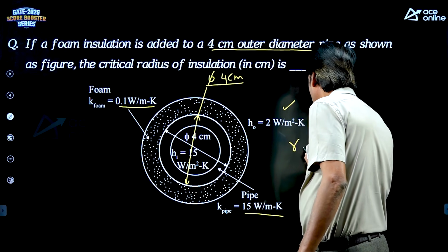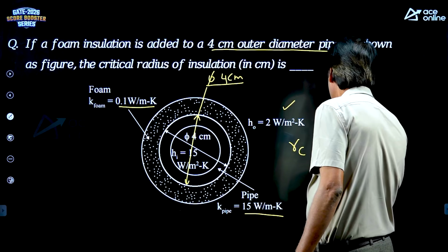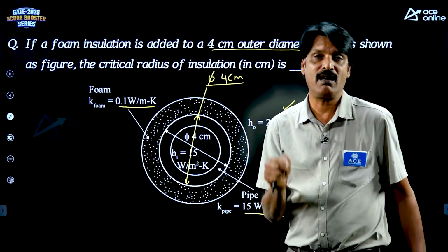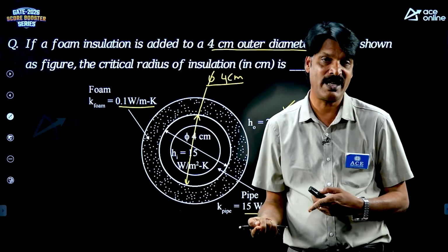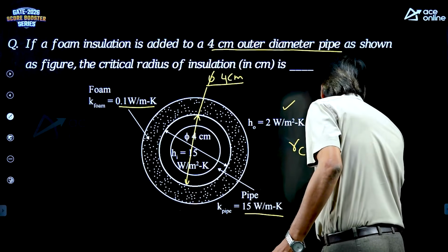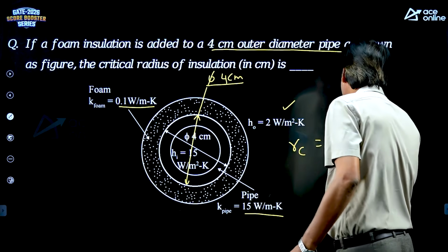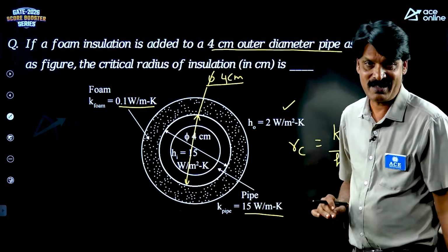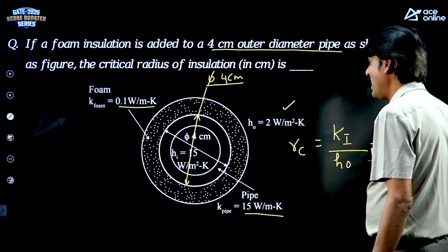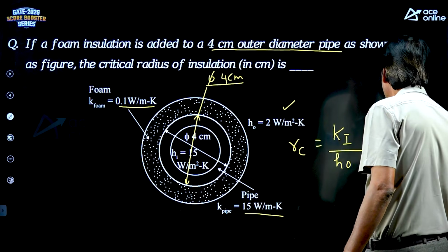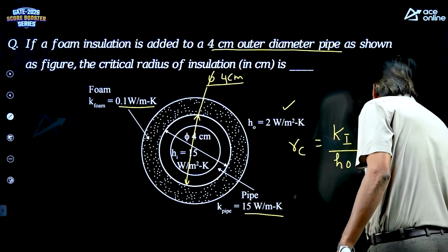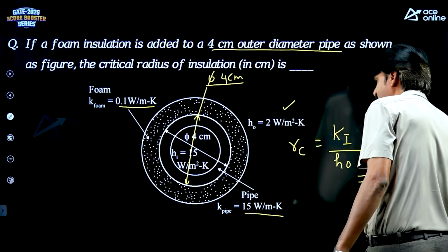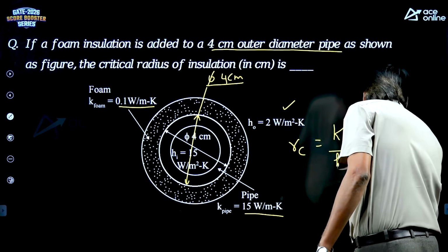Whenever you are calculating critical radius, it is the thermal conductivity of the insulating material, or of the material exposed to the outside environment, divided by the heat transfer coefficient. This is watt per meter Kelvin, this is watt per meter square Kelvin, dimensionally you should get meters. So, this value becomes 0.1 divided by 2, which is 0.05 meters, which comes out to be 5 centimeters.